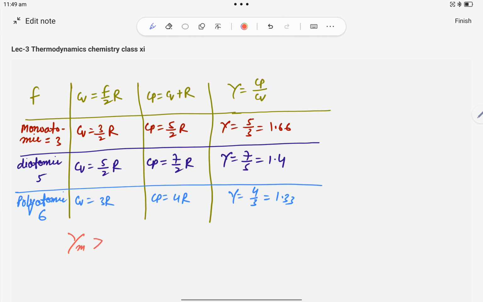So here what you have to remember always, children, the very important thing, gamma value for monoatomic is always more than gamma value for diatomic, then gamma value for polyatomic. So the values are 1.66, 1.4, and here 1.33. Also you can use gamma is equal to 1 plus 2 by F to find Poisson's ratio.